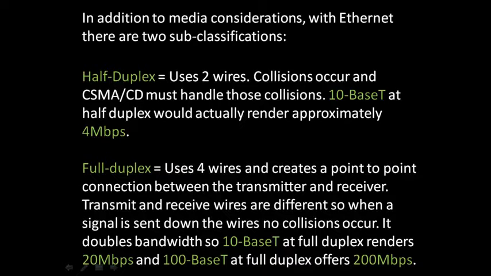Transmit and receive wires are different, so when a signal is sent down the wires, no collisions occur. It doubles bandwidth, so 10BASE-T at full duplex renders 20 megabits per second, and 100BASE-T at full duplex offers 200 megabits per second.